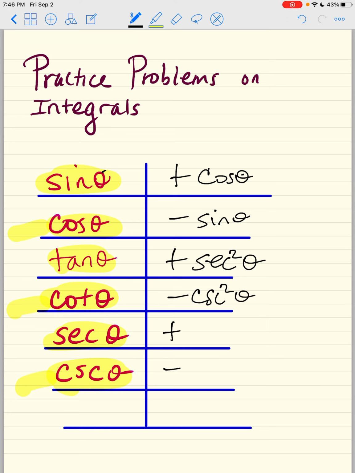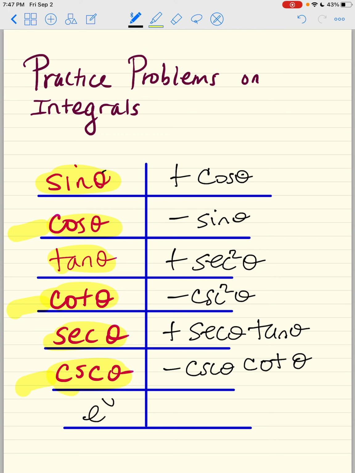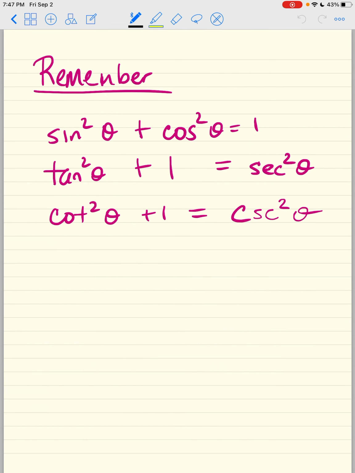Okay, secant and cosecant, they're not weak and they're not powerful, so they get themselves and they get someone else. Well, secant always goes with tangent and cosecant always goes with cotangent, so you need to memorize those. And just for fun, e to the x is e to the x. Okay, so now that we have this, I'm also going to remind you about the three Pythagorean identities.